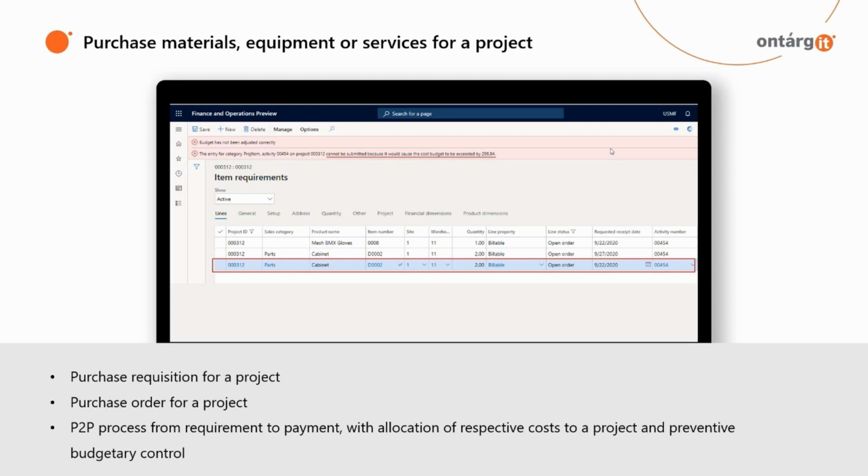Also, if necessary, preventive budget control can be activated for a project. In this case, the system checks whether the project budget is sufficient for a corresponding item, and if the budget is exceeded, it is possible to either block further processing of the purchase or escalate the approval process for such a purchase.